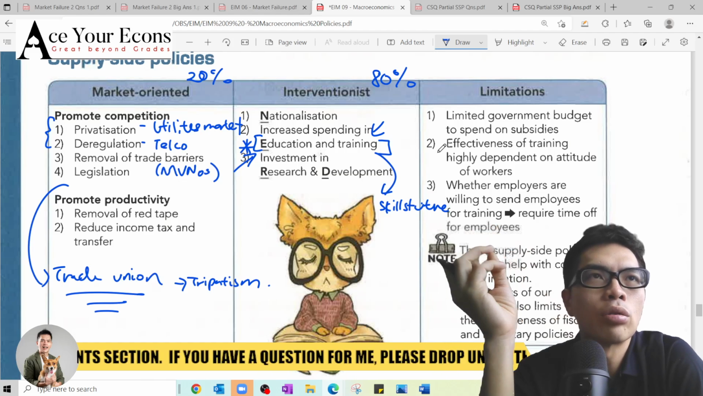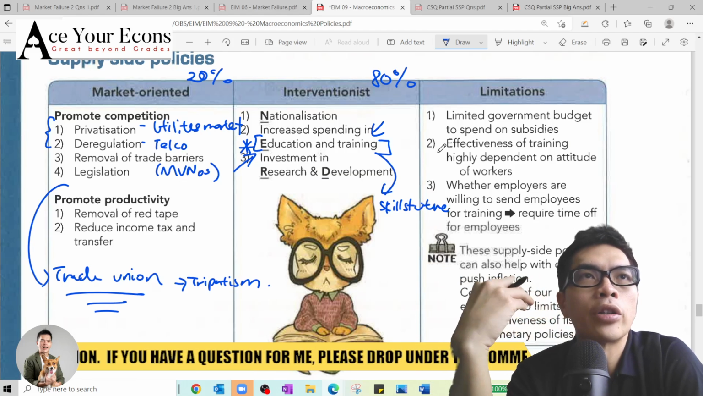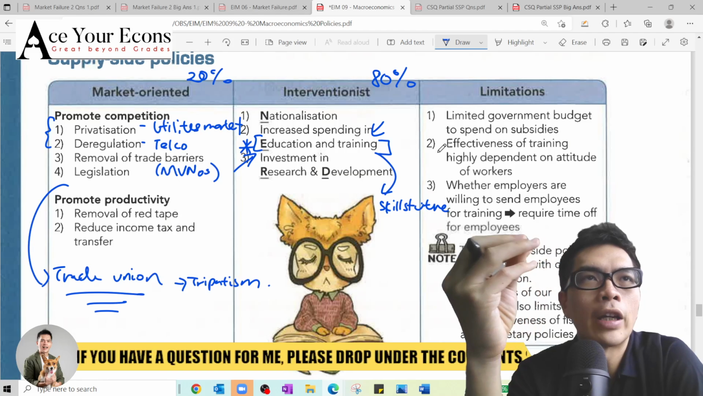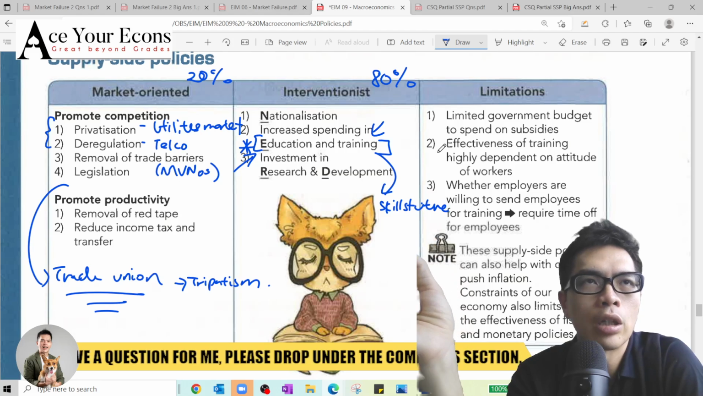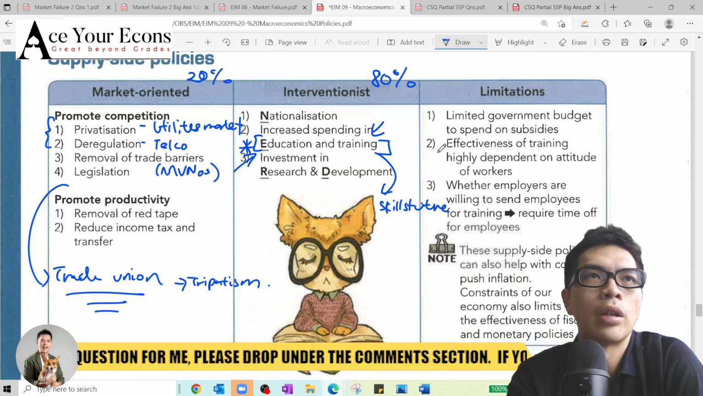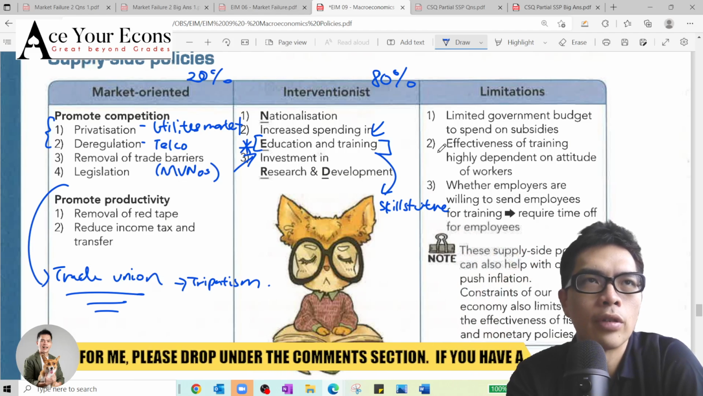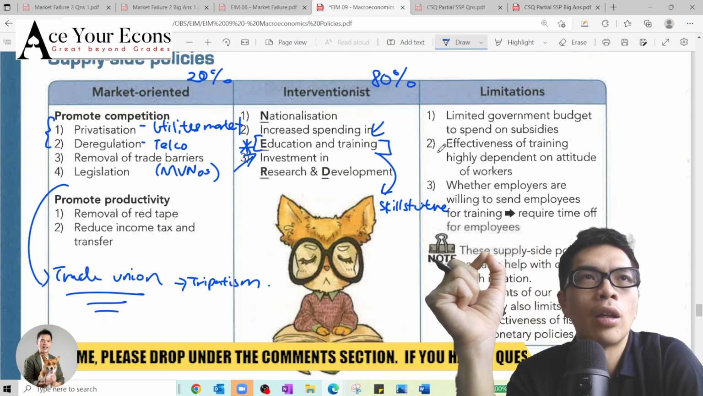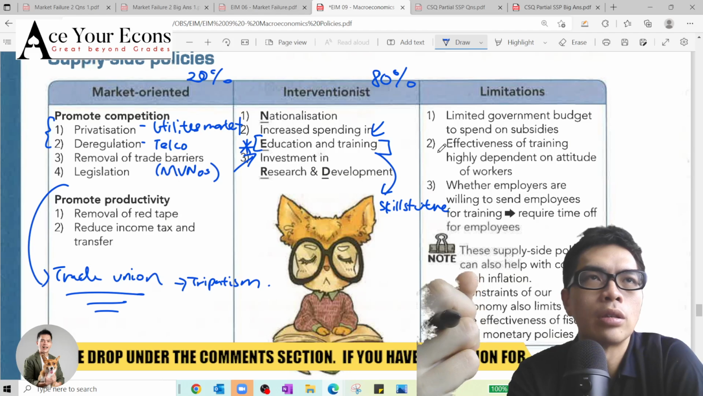If your goal is to correct structural unemployment, connect the dots. Then we can see that in the short run, because of ineffectiveness, because of poor reception, we cannot lower structural unemployment in the short run. There will still be prevailing job skill mismatch because elderly workers are not receptive. So it's all about connecting the dots, not simply regurgitation of whatever you see in the notes.